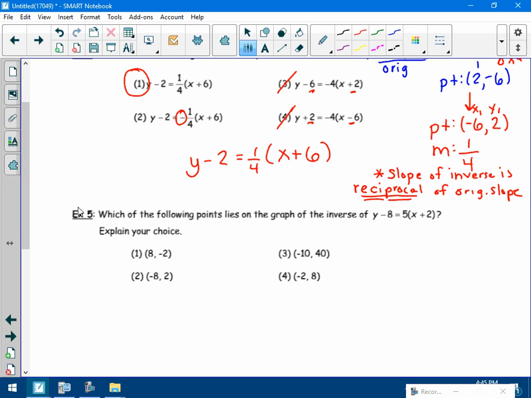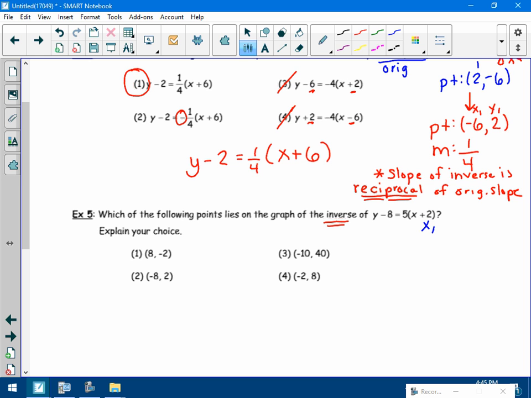Okay, this next one. Which of the following points lies on the graph of the inverse of y minus 8 equals 5x plus 2? Think about that one for a second. Which point would lie on the inverse? Think about what point you know would lie on the original graph, and then flip x and y. What do you get?